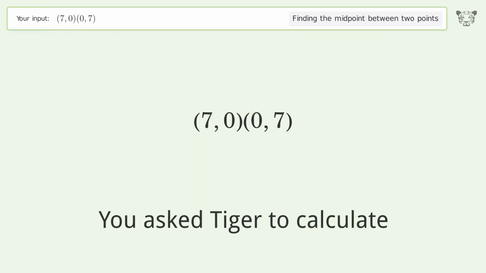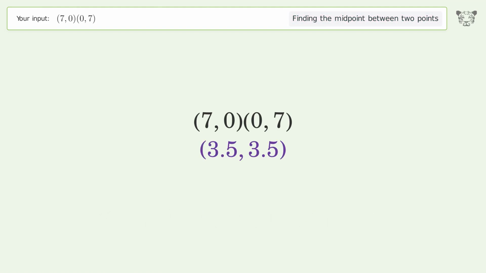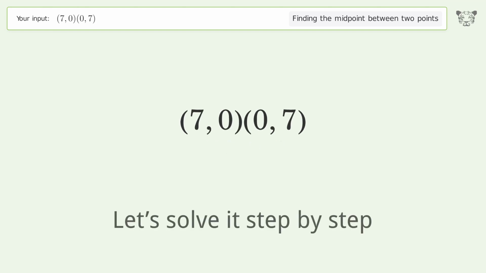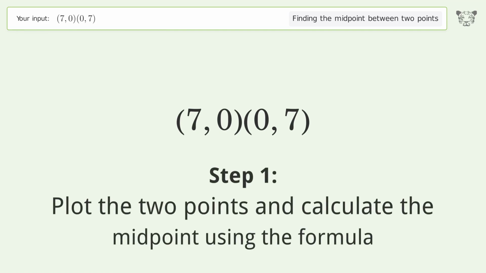You ask Tiger to calculate. This deals with finding the midpoint between 2 points. The midpoint between the 2 points is 3.5, 3.5. Let's solve it step by step. Plot the 2 points and calculate the midpoint using the formula.